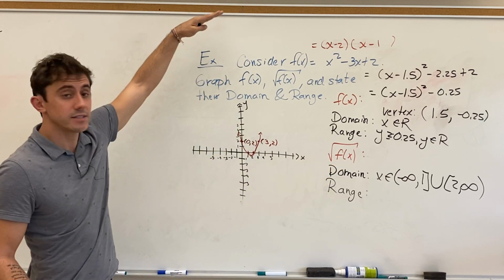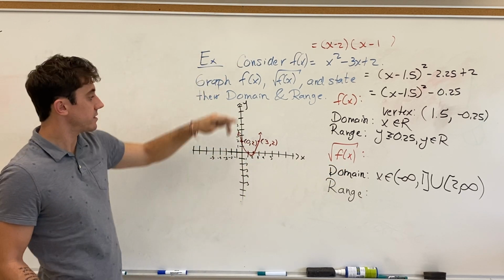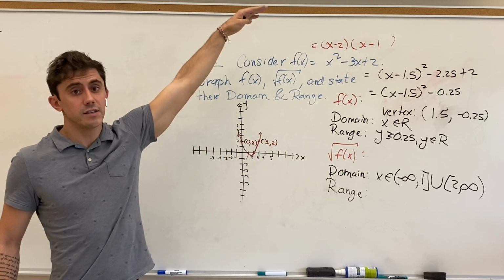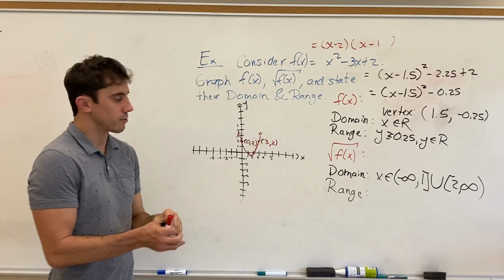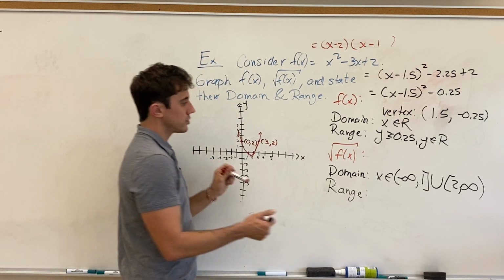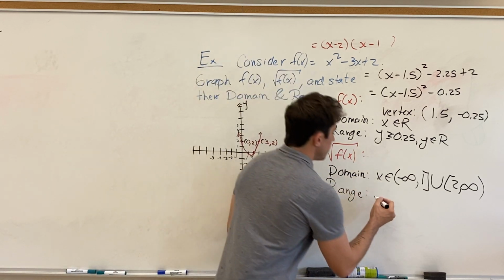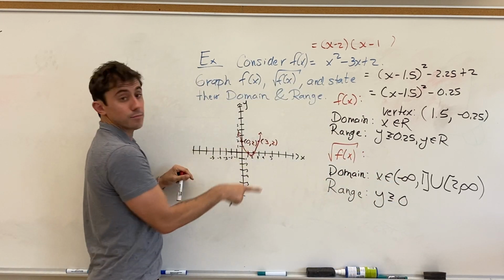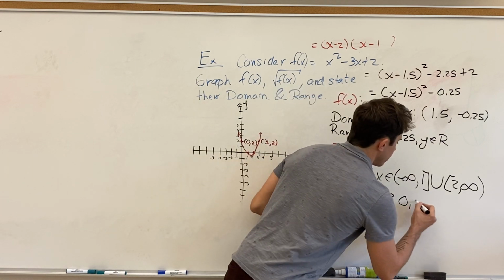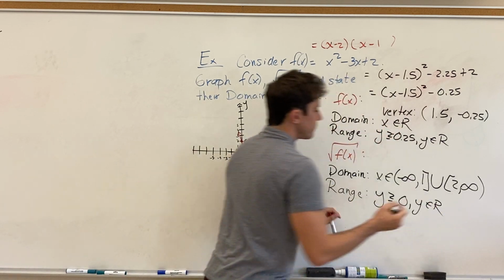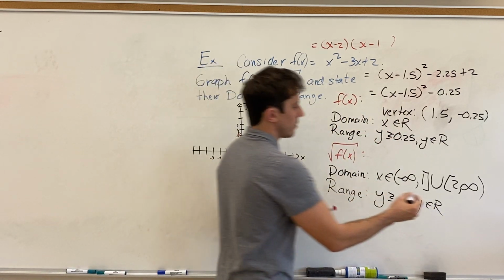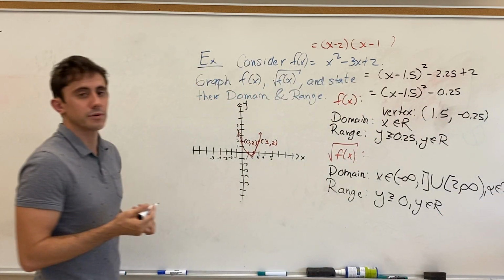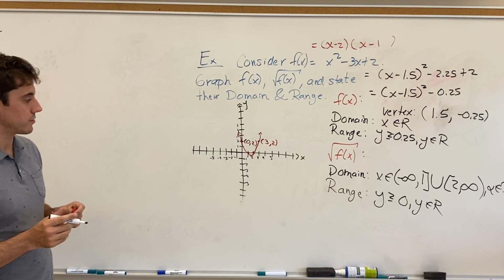There's no upper limit to the values that the square root of f of x can take on. If f of x can grow infinitely, then its square root can also grow infinitely. So the range of the square root of f of x would be that y is greater than or equal to 0, right? It can't dip below 0. And then after that, y can be any element of the real numbers. And likewise, we can add that up here. x can be any element of the real numbers within those intervals.